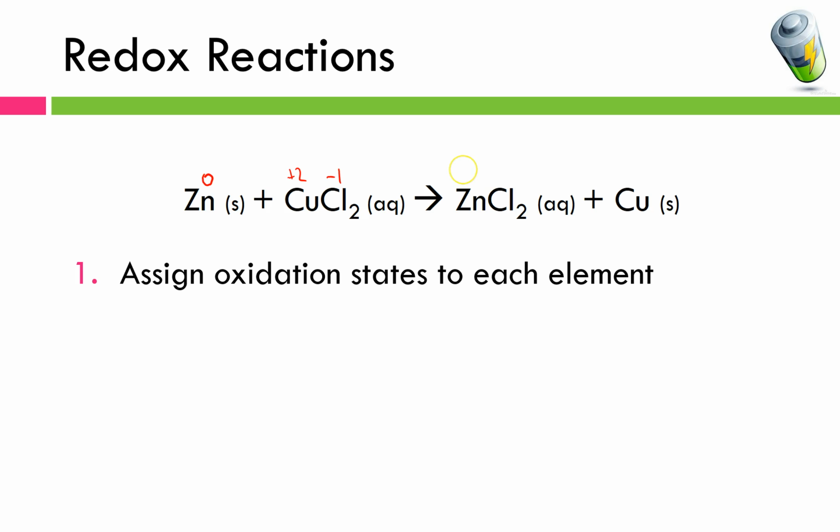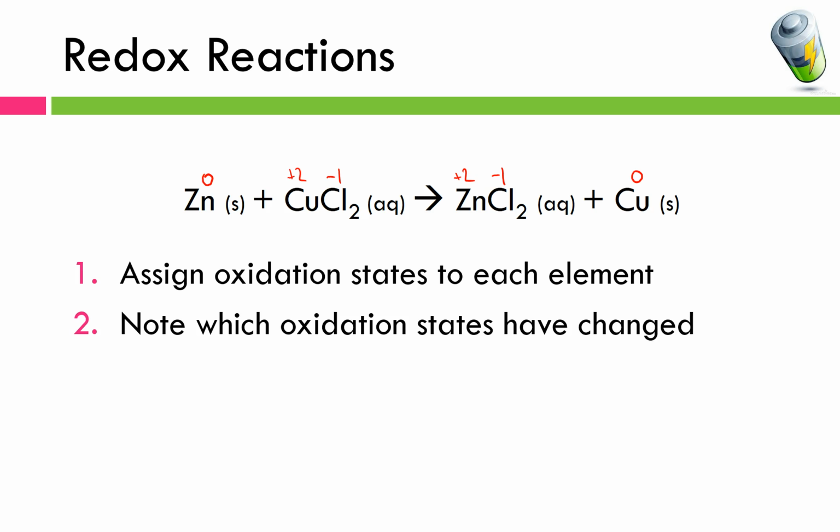We'll come on over to the product side. Let's take care of the easy one first. Copper is uncombined, so it has an oxidation number of 0. Chloride is still going to be -1. And zinc is going to be +2. So we've gone through and taken care of step 1. We've assigned oxidation states to each element in the reaction. If you're not sure how to assign oxidation numbers, you should really go back to the previous lesson.